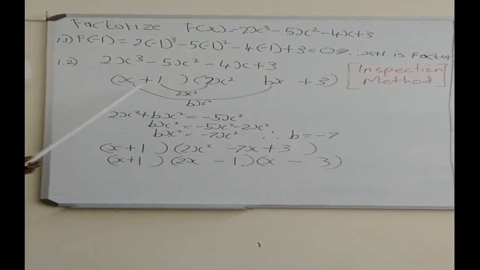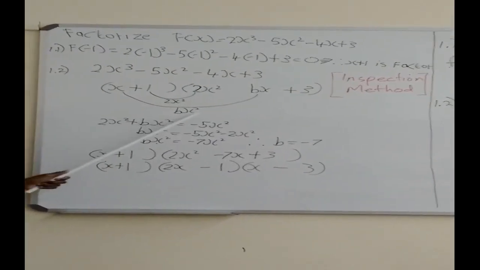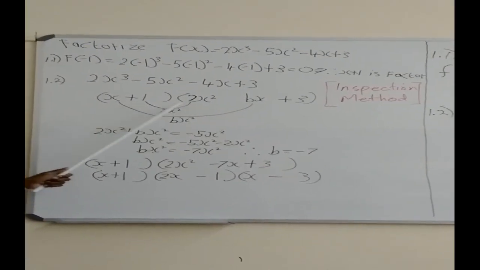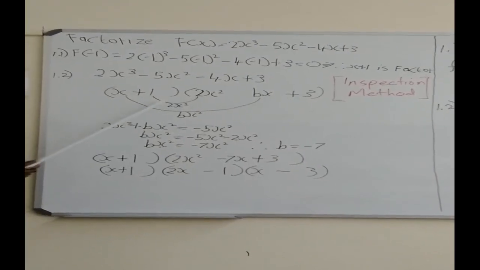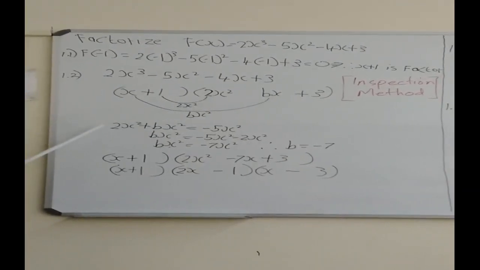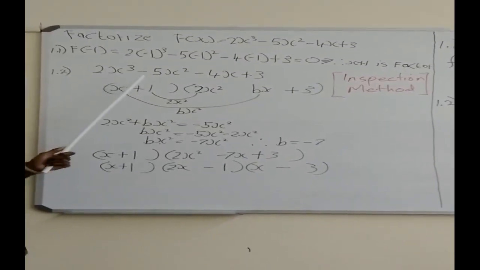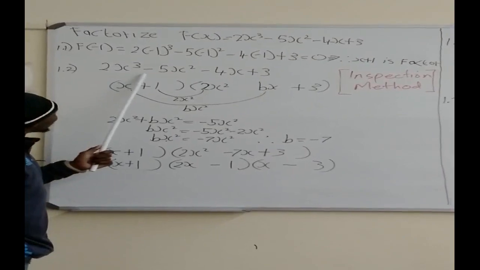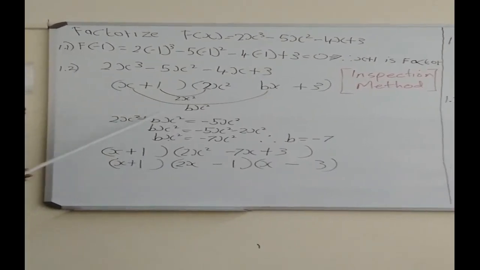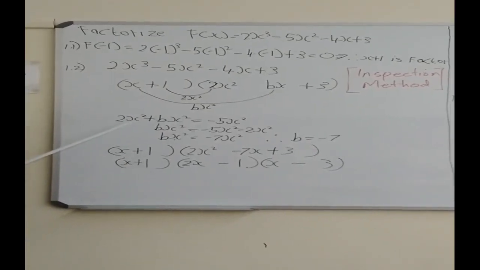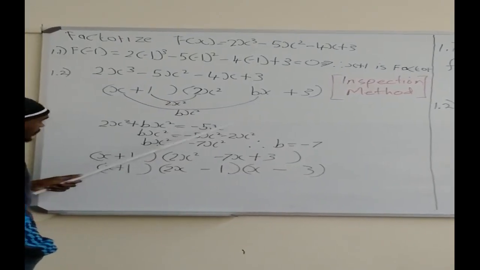So I'm going to multiply x multiplied by bx, which is bx squared. I multiply 1 multiplied by 2x squared, which is 2x squared. Then I'm going to add these two terms. The addition of these two terms is equal to this term, minus 5x squared, in my expression. So I'm going to have the equation as 2x squared plus bx squared equals minus 5x squared.